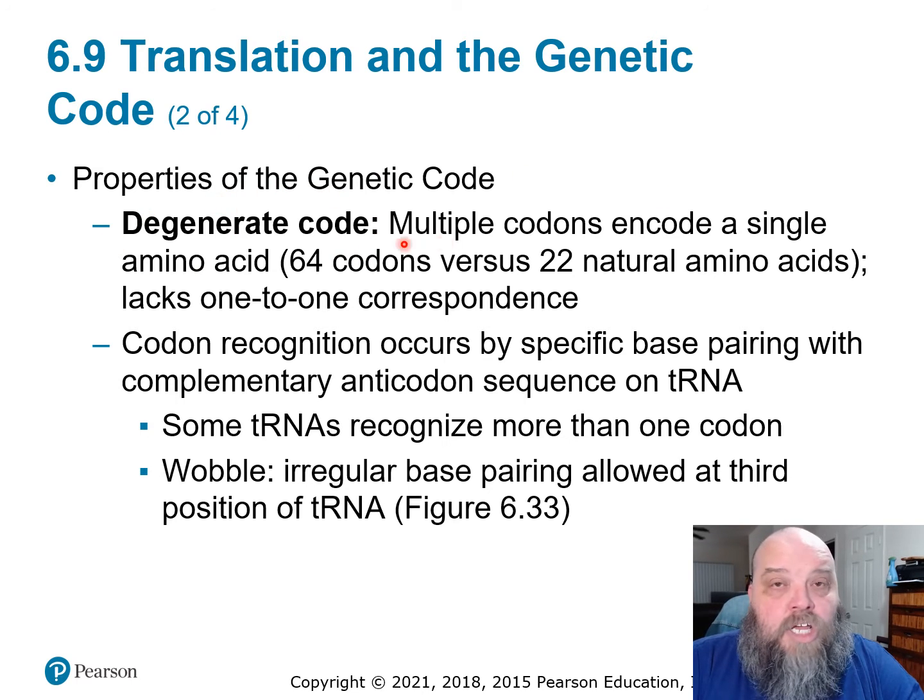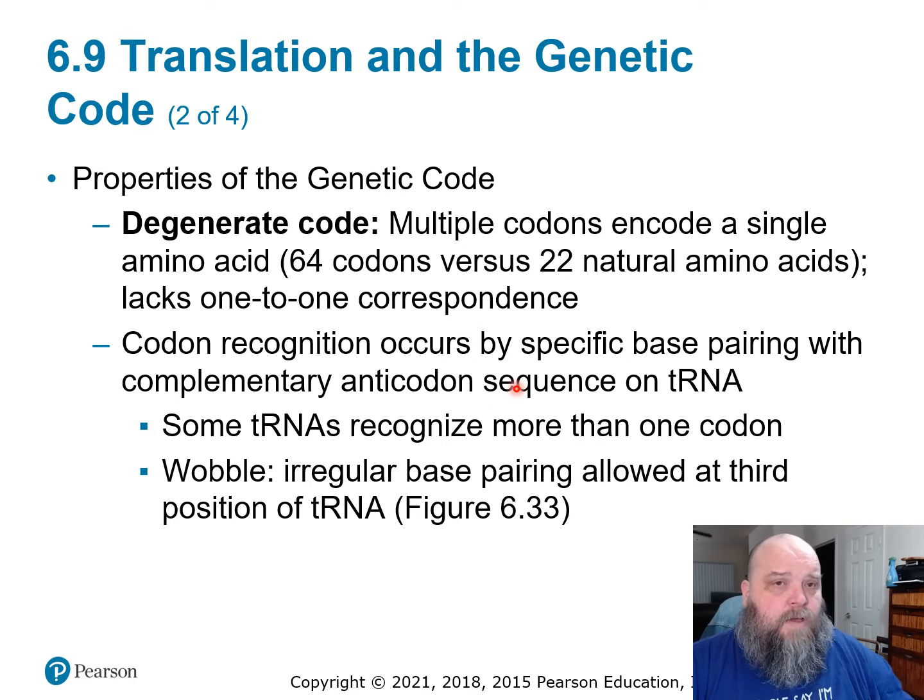They call this a degenerate code, okay, because all 64 are present, but there's only 20 amino acids. Some of them are going to have more than one codon that can call for it. But each codon can only call for one amino acid.